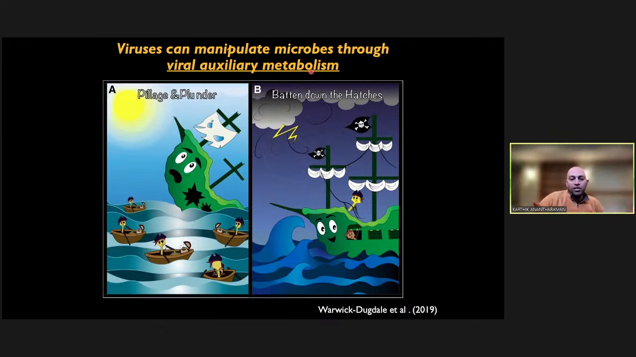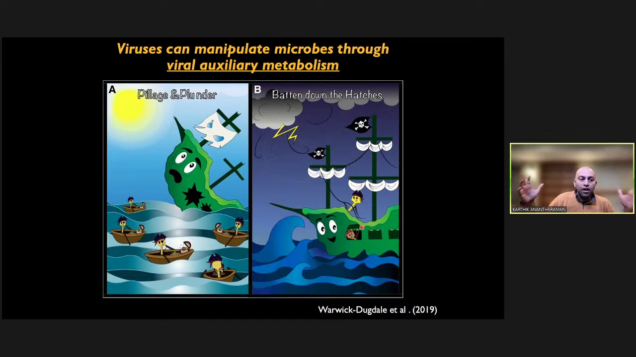So under a normal scenario, you would have a virus that infects a bacterium, it'll kill the bacterium, and then the viruses would escape. So that's what's shown in this fun image over here. But if viruses were to undertake auxiliary metabolism, rather than killing their hosts, viruses would infect the host and increase the life cycle of the host.